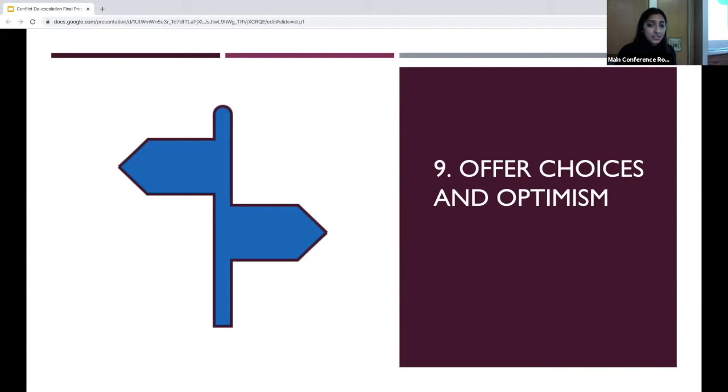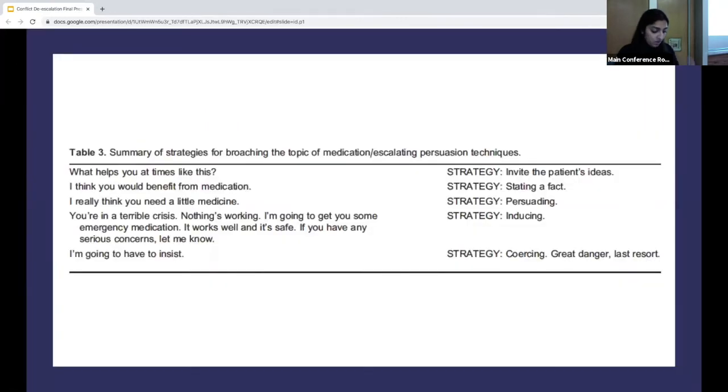So when medicating a patient, which is usually when we see the first group, the agitated but cooperative or the disruptive without violent, you want to see if the patient can bring up the topic of medication themselves.